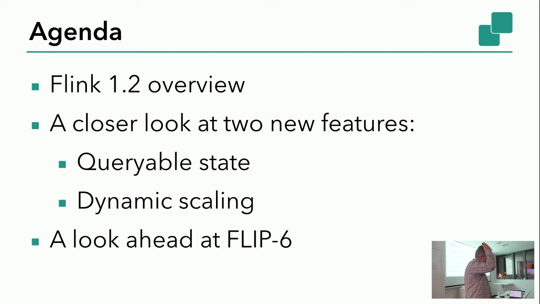So this is what I want to talk to you about today. First, give you some overview of everything that's new in Flink 1.2, which was just released a couple of weeks ago. Then look more closely at two specific features, Queryable State and dynamic scaling. Talk about what those mean, and then talk about something that's mysteriously called FLIP-6, and we'll see what that means a bit later.